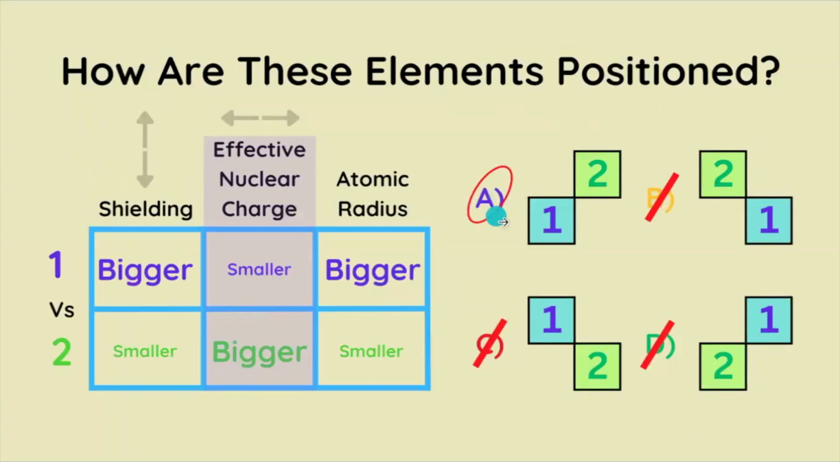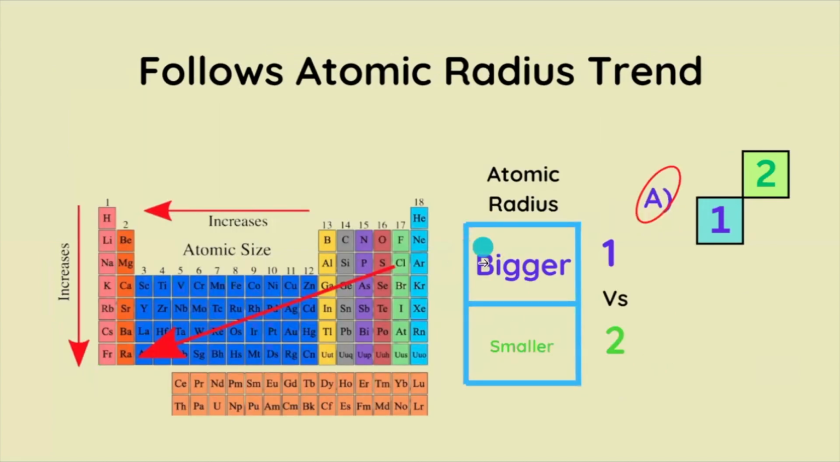Therefore, 1 must be to the left of 2 because it has less effective nuclear charge than 2. So A is going to be our answer. And this coincides with the periodicity of atomic radius, where it's bigger in the lower left and smaller in the upper right.